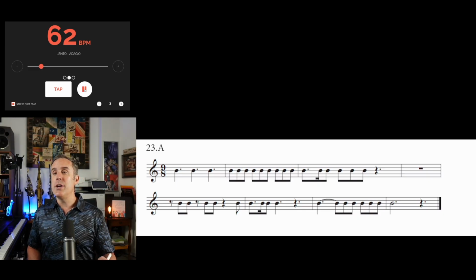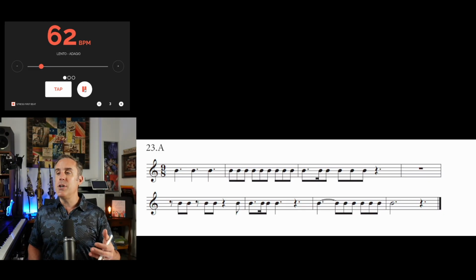One, ready, and ta, ta, ta, ti, ti, ti, ti, ti, ti, ti, ti, ti, ta.